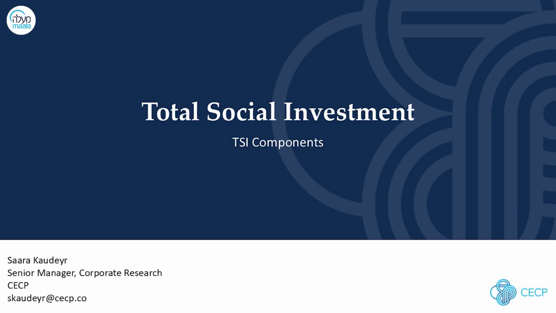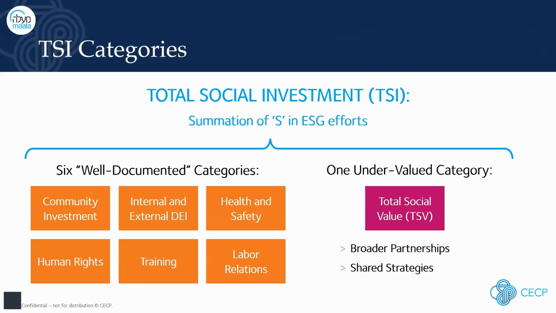Hello, I'm Sarah Kadir, research lead at CECP, speaking with you about total social investment. And in this module of TSI, we will dive deeper into the types of corporate programs and initiatives that will be included under total social investment. As I mentioned in a previous module, TSI comprises 7 total categories. The categories are community investment, internal and external DEI or inclusion or belonging or whatever word works best for your organization, health and safety, human rights, training, and labor relations.